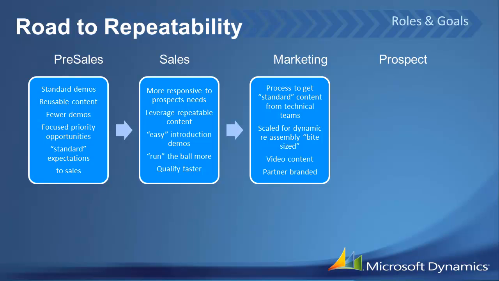The marketing folks now have a standard process to get some technical content from the teams. I talk with marketing people all the time, and they're really interested in leveraging some of these web-based videos and technical content, but it's hard to get that from the technical teams. What we want to do is make that dynamic and make it bite-sized. If we have smaller chunks of that, we can dynamically assemble them into video content and add some partner branding. That allows the website to be geared more towards the prospect's needs and flexible to what they're looking for.